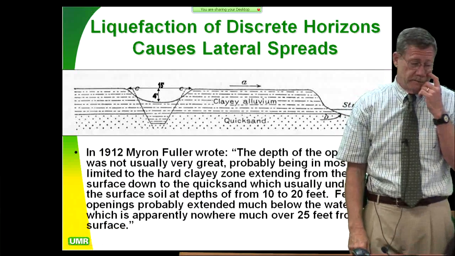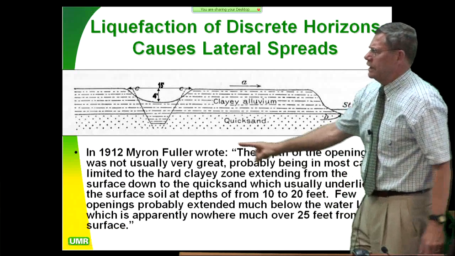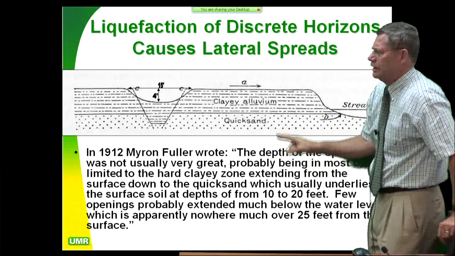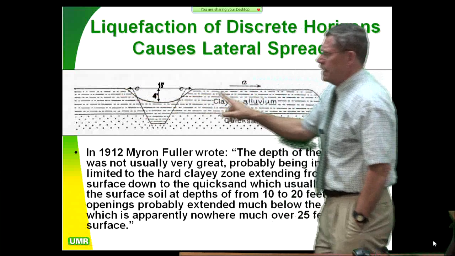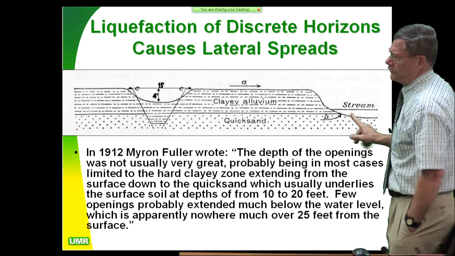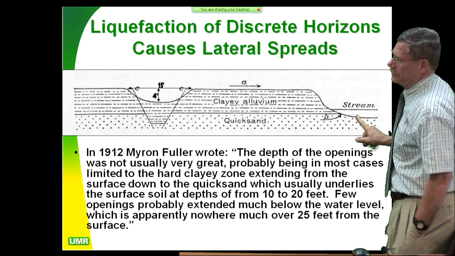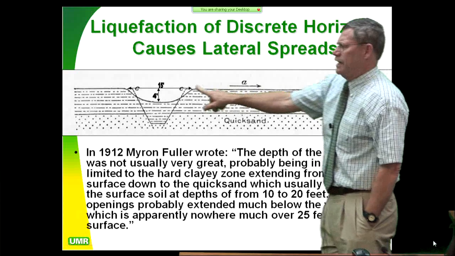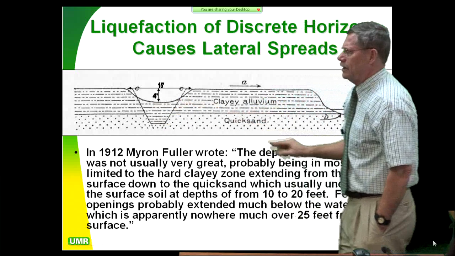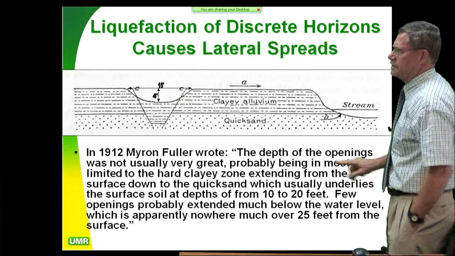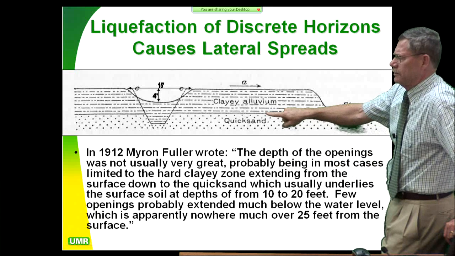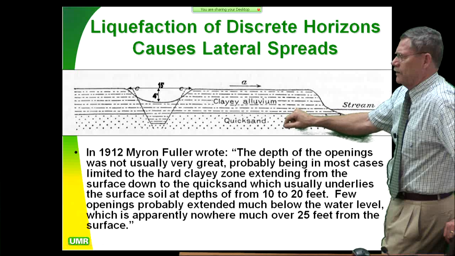Here's 1912. Myron Fuller, working in Missouri in the Boot Heel area in the upper Mississippi embayment, actually drew this picture, and he noticed that when he was adjacent to major channels like the St. Francis River, the Black River and the Mississippi River, back behind these channels he would see these graben structures. And he opined that the depth of the openings was not usually very great, probably being limited to a hard clay zone that was down here, 10 to 20 feet.